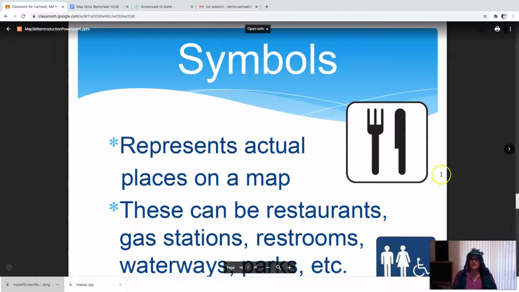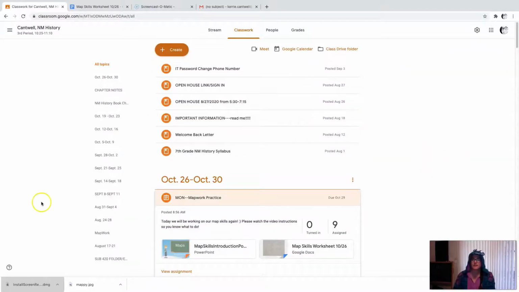Maps always have symbols. When you're driving, you can always be like, oh, I'm starving, let's stop for lunch. And you can see symbols that let you know where there's going to be restaurants, gas stations, restrooms, parks, all kinds of stuff.